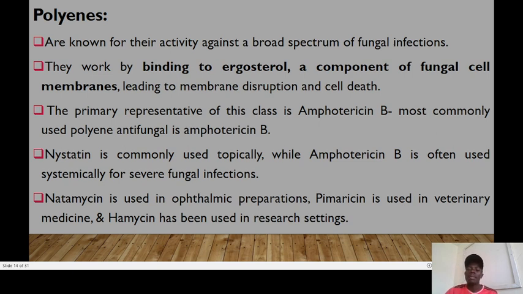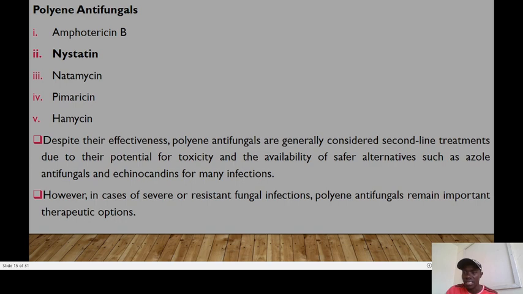Number two, we have nystatin, which is commonly used topically, while amphotericin B is used systemically for severe fungal infections. We also have natamycin, which is normally used in ophthalmic preparations, and pimaricin, which is used in veterinary medicine. Hachimycin has been used in research settings. So the examples include amphotericin B, nystatin, natamycin, pimaricin, and hachimycin.